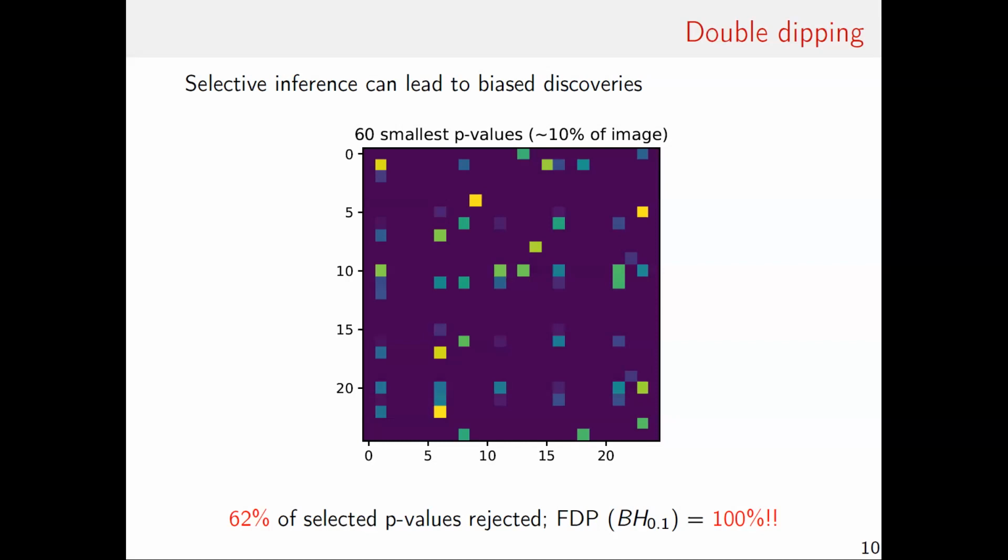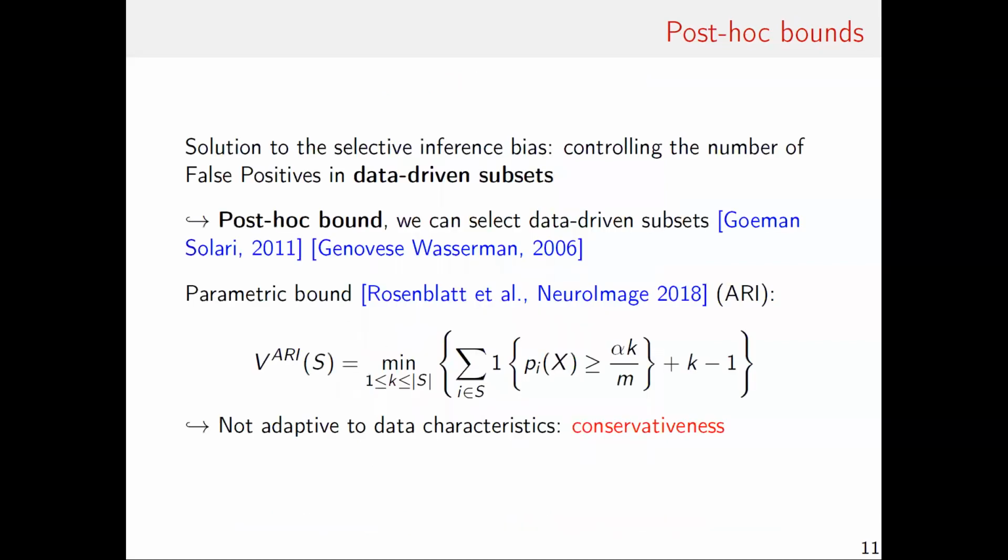So basically a solution to this problem is to control the number of false positives in data-driven subsets, so typically clusters. And this actually goes way back in the literature, and this is what's called post-hoc bounds, which basically are valid bounds on the number of false positives in any data-driven subsets.